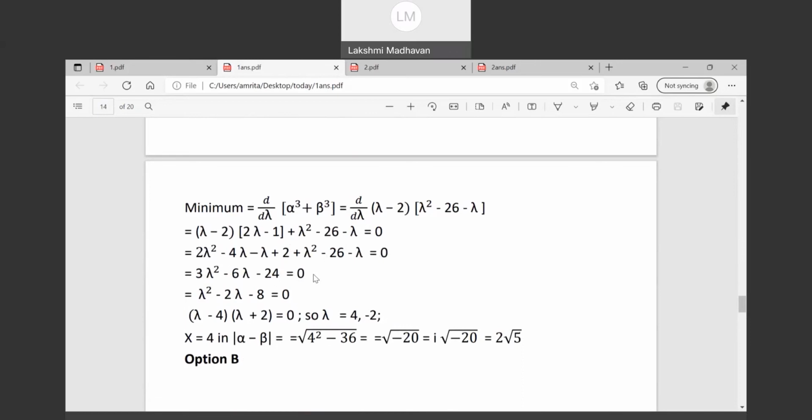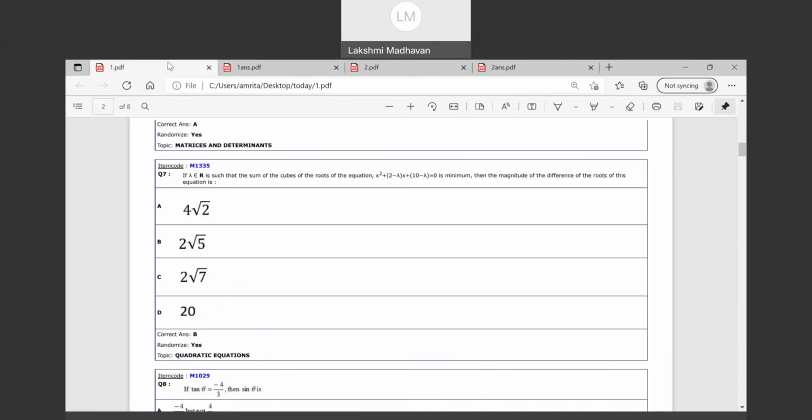We'll accept the root as 4, and we have to find the magnitude of alpha minus beta. It's root of lambda square minus 36, and we know the value of lambda is 4. So substituting 4, we have 4 square minus 36, which is root of minus 20. For the root of minus 20, we can rearrange and write this as 2 root 5. This is what was asked in the question: the magnitude of the difference of the roots of this equation is 2 root 5.